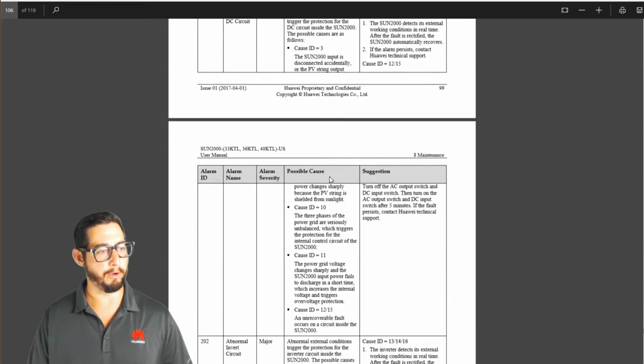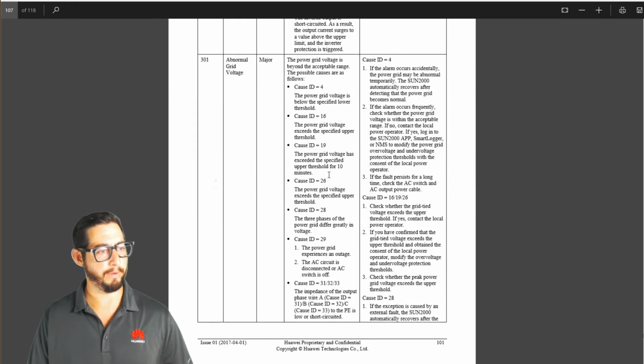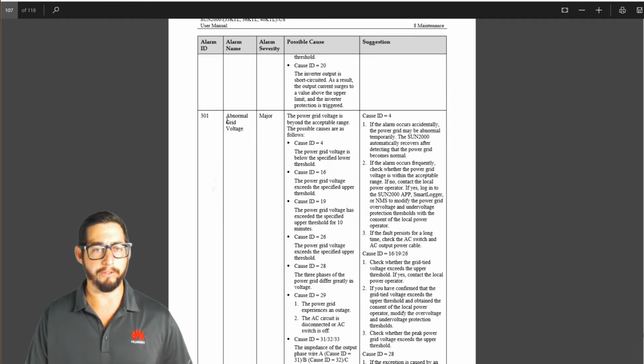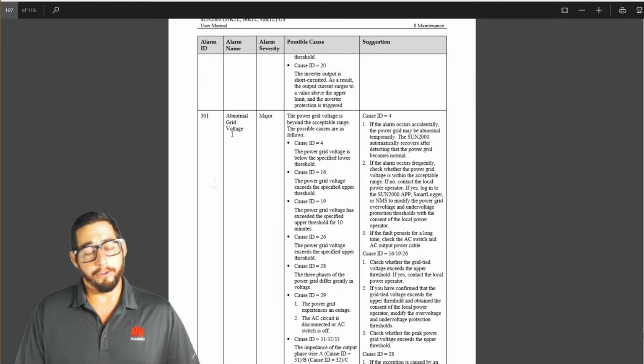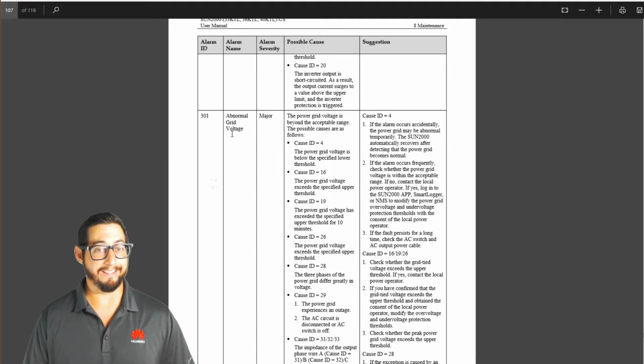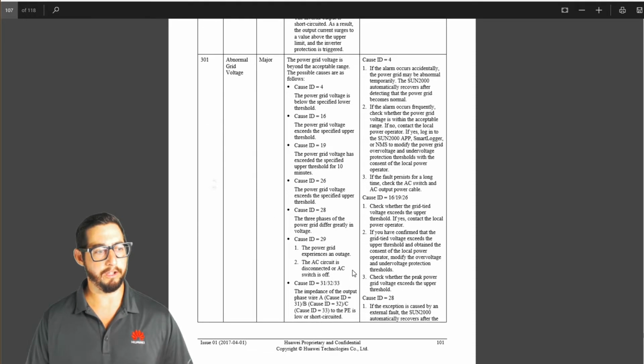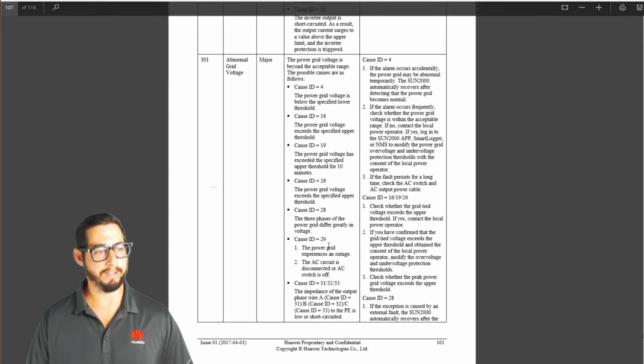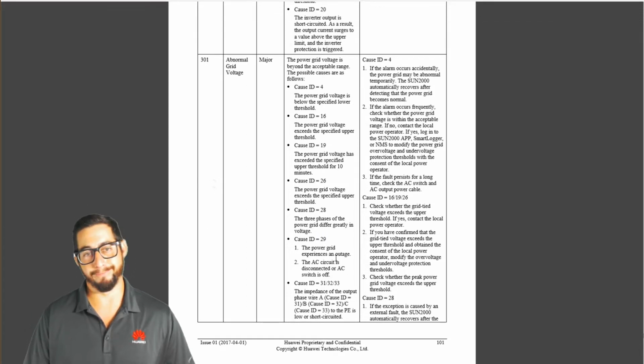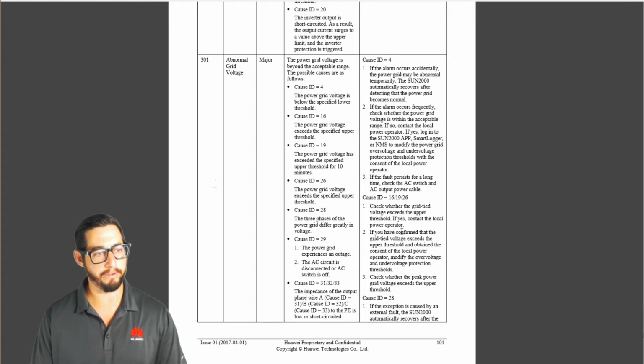If we keep going through all these, the big one I want to find is 301. 301 has to do with the AC voltage. This is basically saying abnormal grid voltage. When you first turn on any inverter, when you first get DC power, if there's no AC power present, it considers that an alarm. So when you first turn the inverter on, it's going to say I have alarm 301. My reason ID is usually 29. Reason ID 29 down here: the power grid experiences an outage. It's just saying I have no AC power. Pretty simple, pretty straightforward. If you look over here, you actually have troubleshooting tips for each one of these.